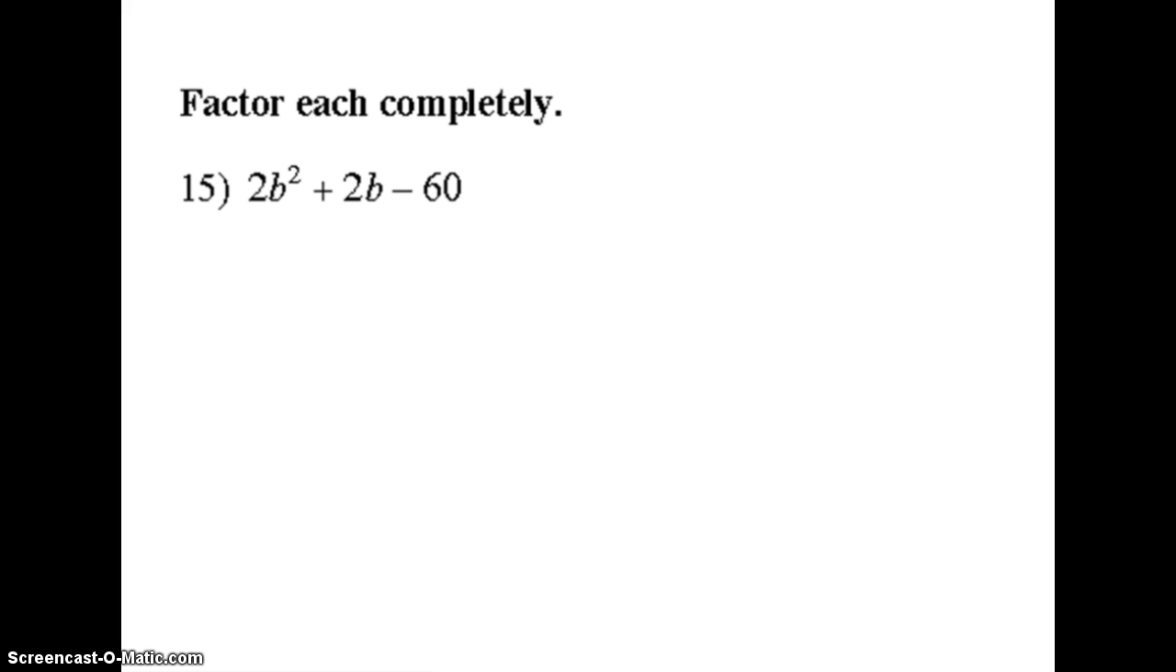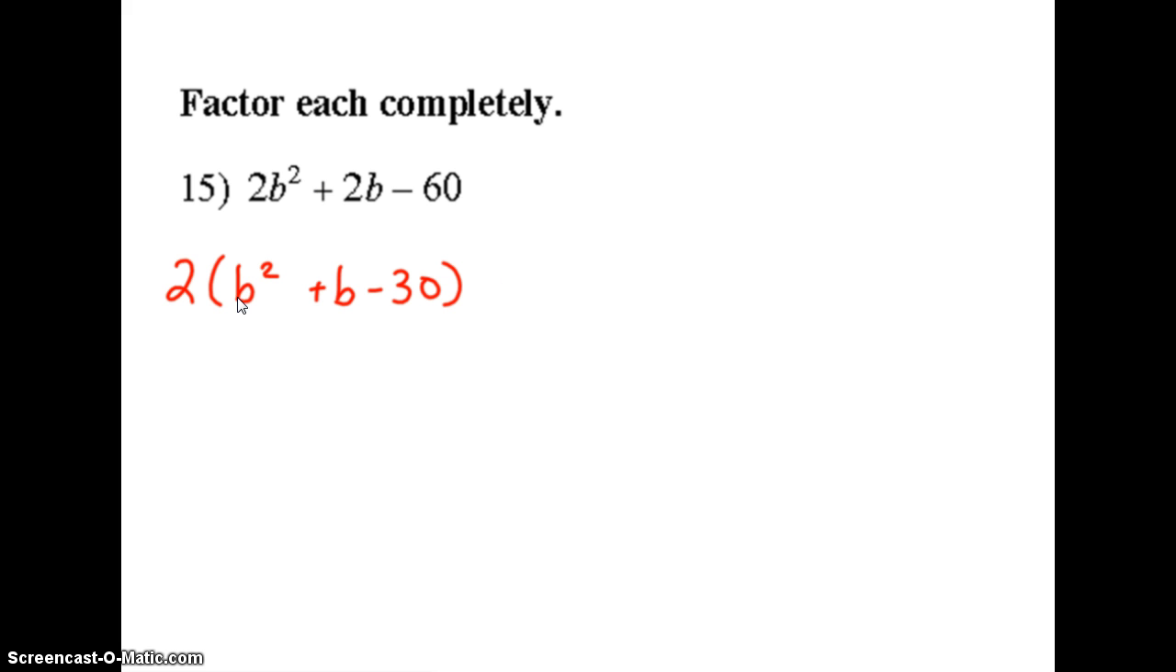Alright, so let's get into factoring. Remember that factoring, we always need to look for a greatest common factor. What I notice here is that I can take out a 2 in each term. So I have 2 times b squared plus b minus 30. Okay, because if I were to multiply this back out, I would get my original problem.